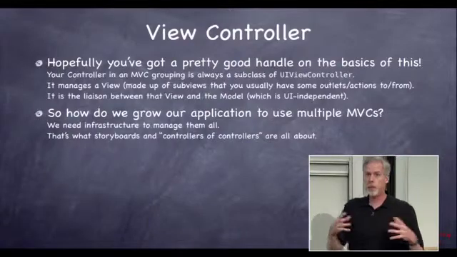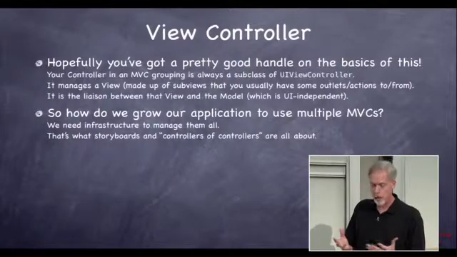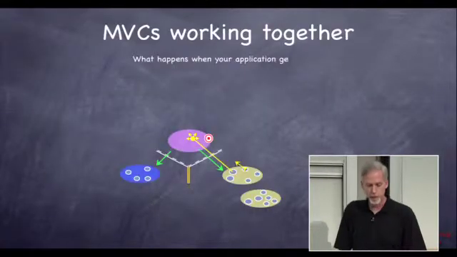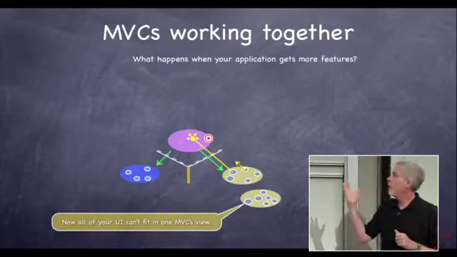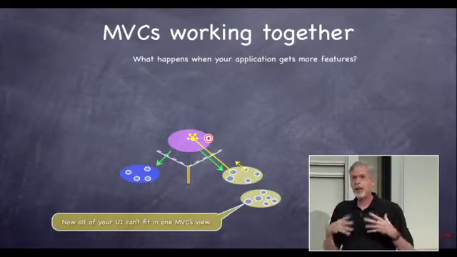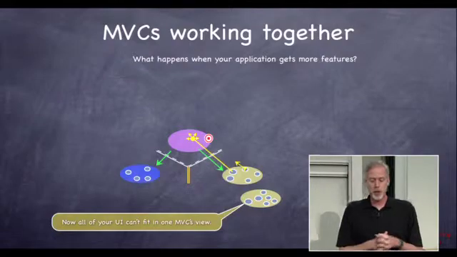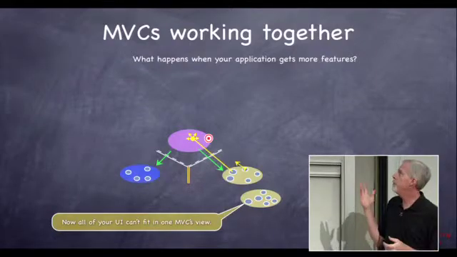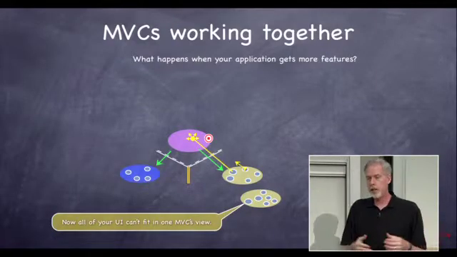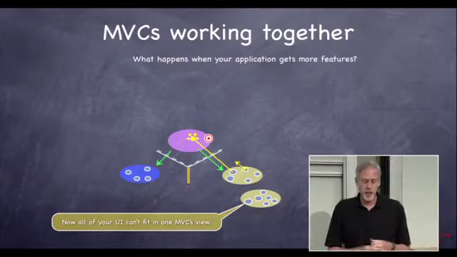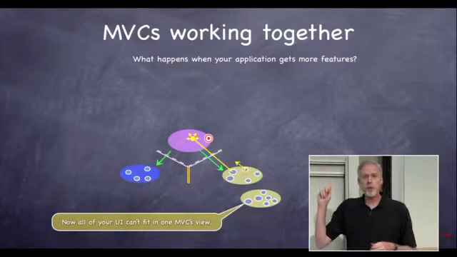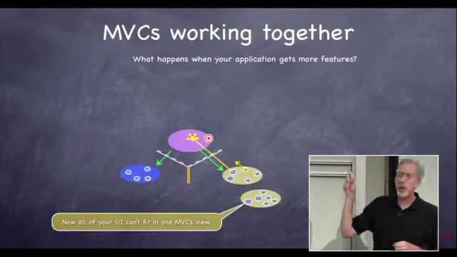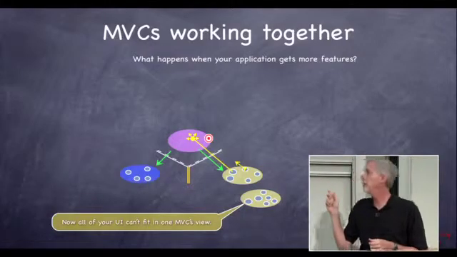So how do we grow our application to use multiple MVCs? Right? And we need some infrastructure to do that, and in iOS there's some really great infrastructure for doing that. So you should recognize this picture right here at the bottom. That's the MVC thing from the first lecture. And here I've got an MVC, got some target action in there, delegate, a couple other things. And I'm trying to add some more features to it. That's what the little bubble in the lower right-hand corner there is.